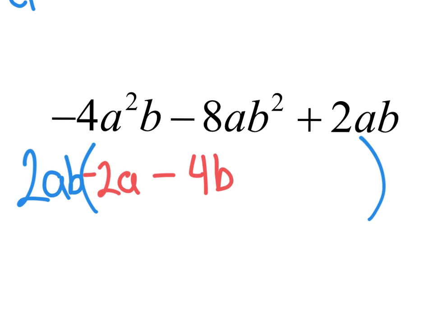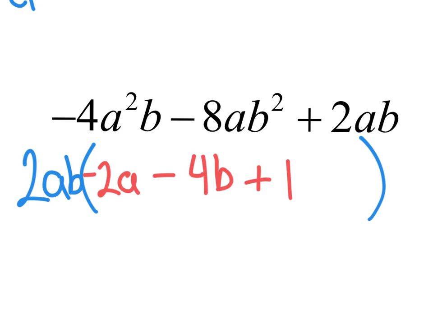Now for the last term, let's start with 2 times what will get us that positive 2? And let's put a plus 1 since it's positive 1. And moving on, how about A times what will give us an A? Nothing. B times what will give us a B? Nothing. So technically you could put times 1, but that'd be just 1 at the end of it all.